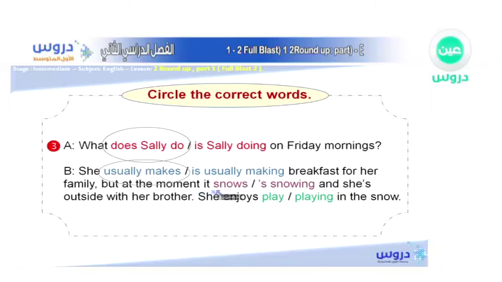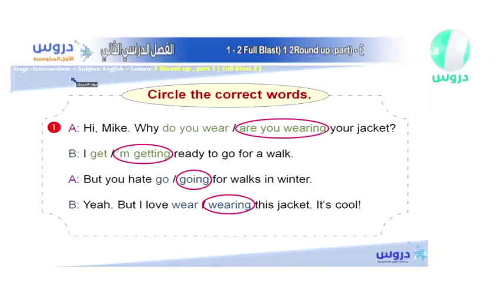But at the moment, what about at the moment? It means a specific moment, guys, a specific moment. We say it's snowing, and she's outside with her brother. What does she enjoy at the moment? That's right, she enjoys playing in the snow.